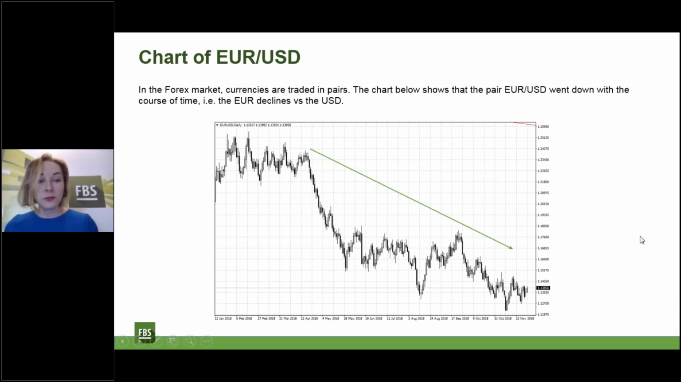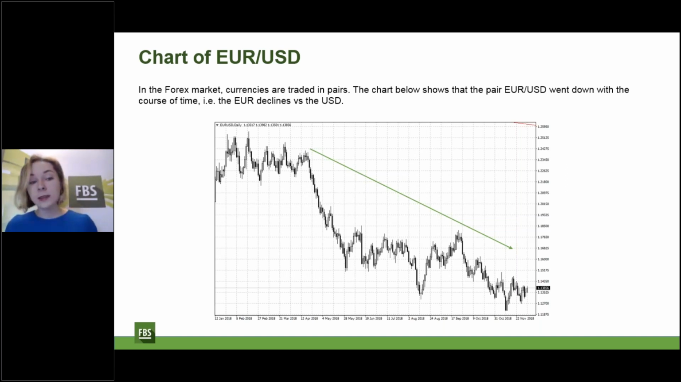Here is the example of a chart of the currency pair euro-dollar, and remember that on Forex, all currencies are traded in pairs, because we can estimate the value of a currency only versus another currency. So one currency doesn't exist in a vacuum, and the term exchange rate also means that we exchange one currency for another currency. So two currencies are necessary for us to have the foreign exchange transaction.